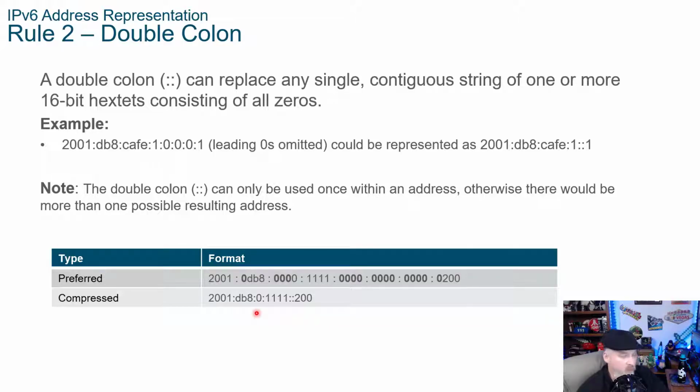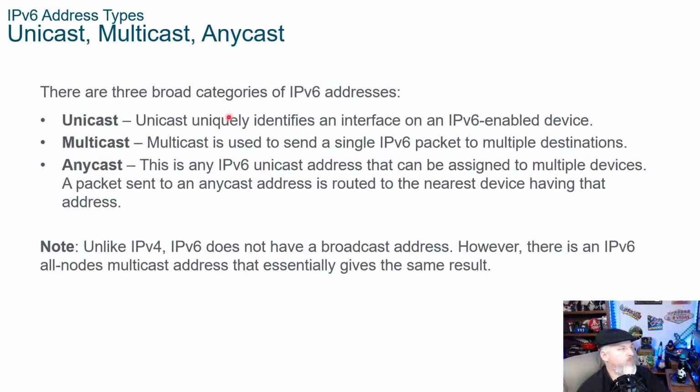And I don't know if I would remember that off the top of my head, but it's a much easier way to write it down versus the preferred way. Just remember those rules. Leading zeros and zeros or hextets beside each other, that they have to be beside each other, can be compressed down to a double colon. Now we're going to look at v6 address types. We have unicast, multicast, and anycast.